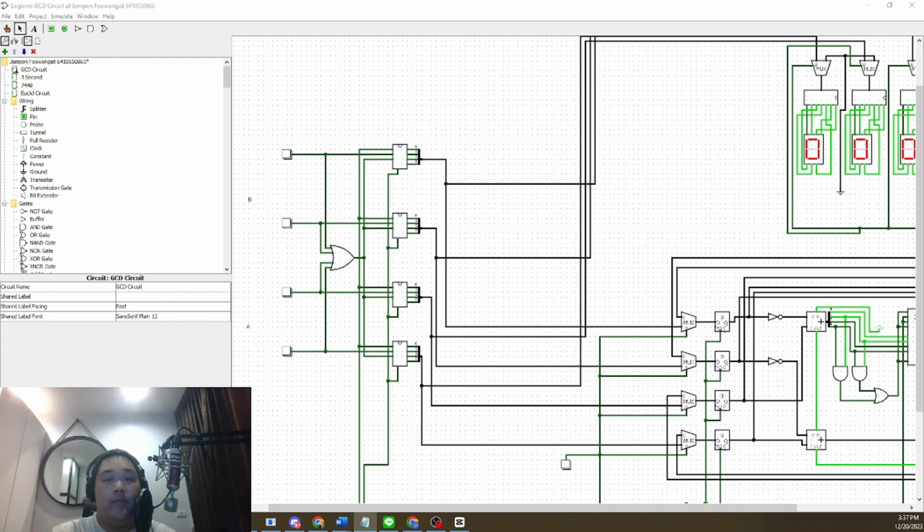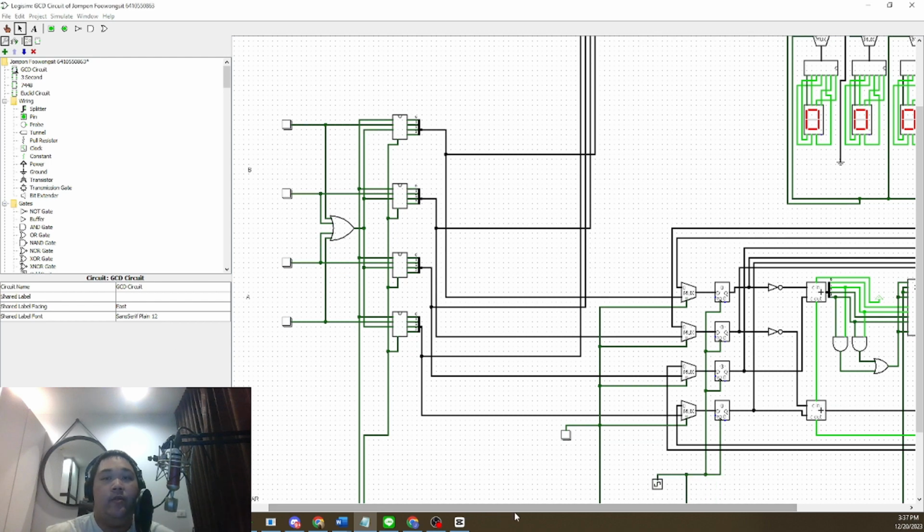And for another example, 8 and 6. Oh no, it's too easy. Maybe 7 and 21. So 21 minus 7 is 14, right? And 14 is not equal to 7 and 21. So we keep doing it, because we got 14 minus 7 equals 7. So 7 is equal to the 7 that we have to find the GCD with. So the answer is 7. That is the GCD. So back to our circuit.